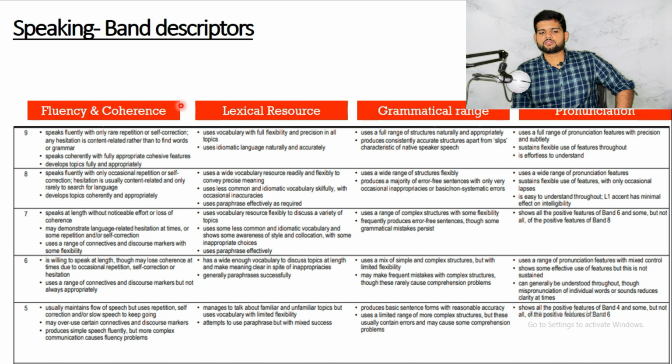First one is fluency and coherence. In my previous videos I have also mentioned what coherence is about. It's just how you are linking your sentences, how you are connecting them, how you are developing your idea. That is all about coherence, and how fluent you are. Okay, that's what makes your speaking score good marks.